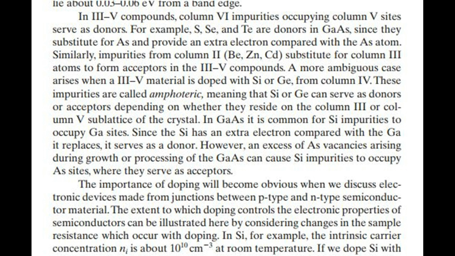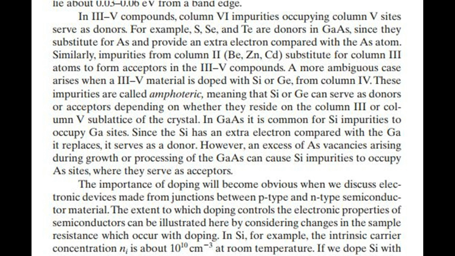However, an excess of arsenic vacancies arising during growth or processing of the gallium arsenide can cause silicon impurities to occupy arsenic sites, where they serve as acceptors. The importance of doping will become obvious when we discuss electronic devices made from junctions between p-type and n-type semiconductor material. The extent to which doping controls the electronic properties of semiconductors can be illustrated here by considering changes in the sample resistance which occur with doping.